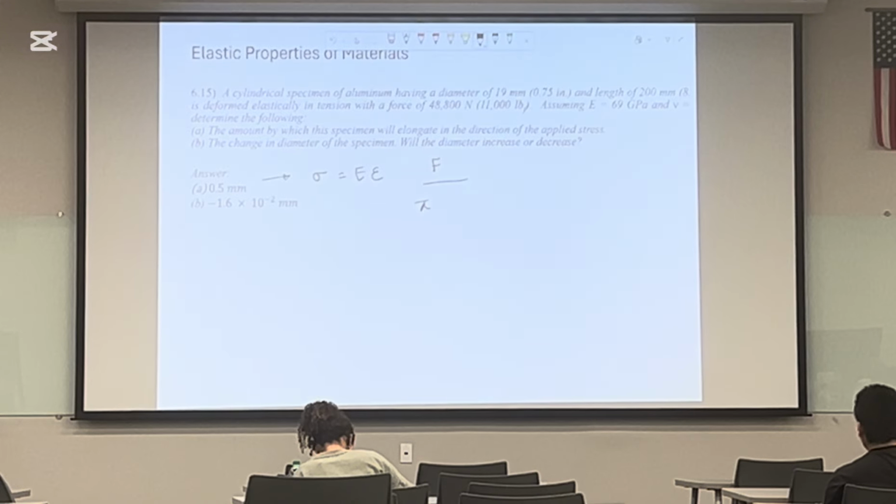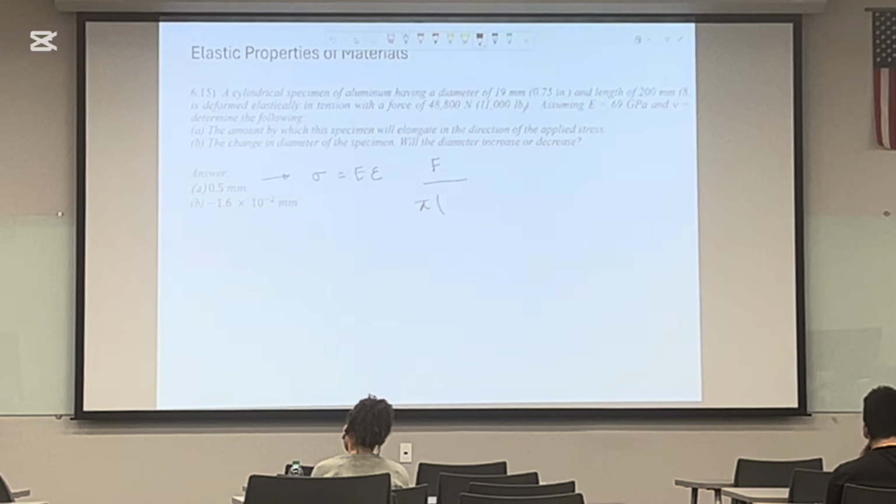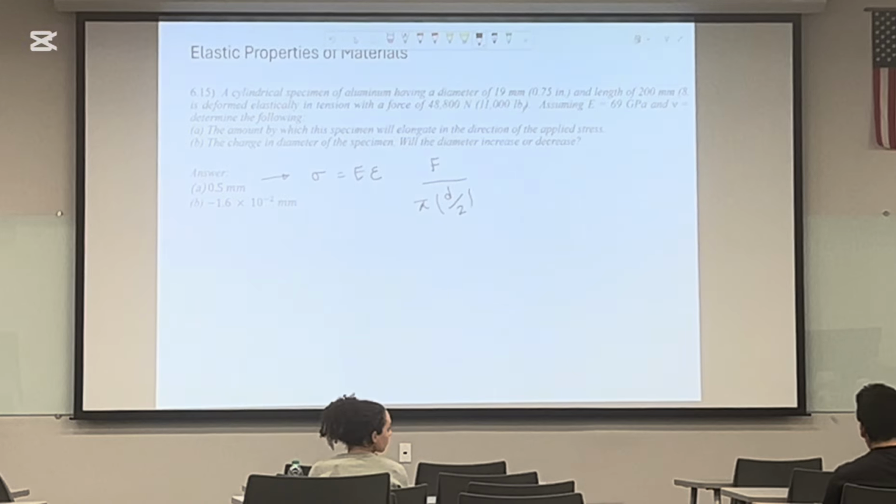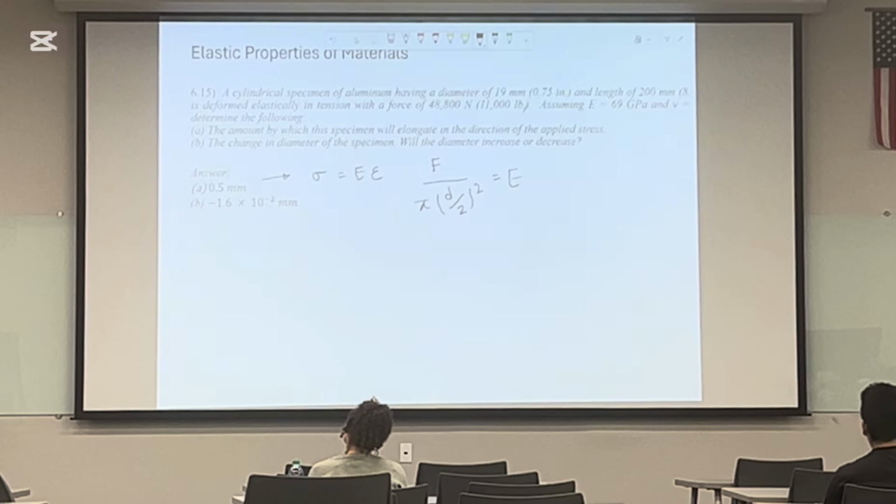So stress is force over area, which is again, we have the circle. So most of the time we're going to see a circle. And we have the Young's modulus, and then elongation over initial length. And we are asked to find, for part A, this delta L, which is simple, right? Because we just plug in the numbers and we get delta L.